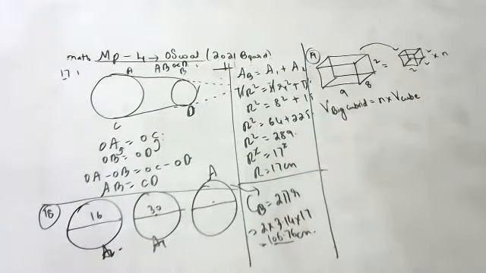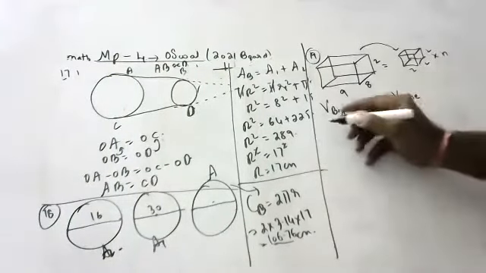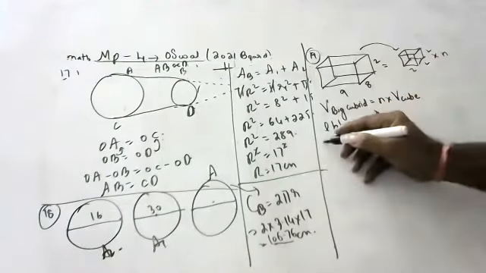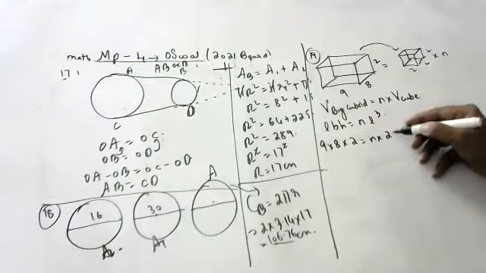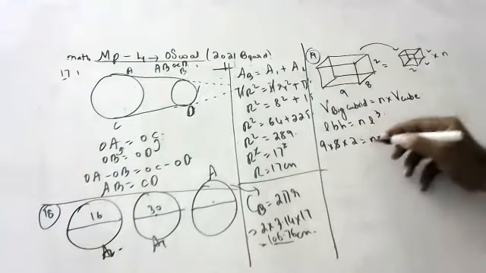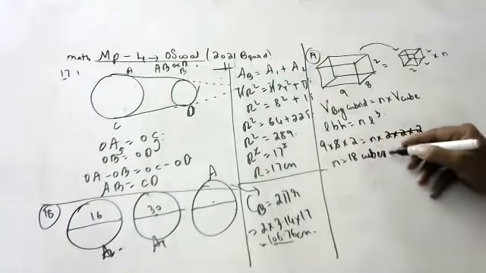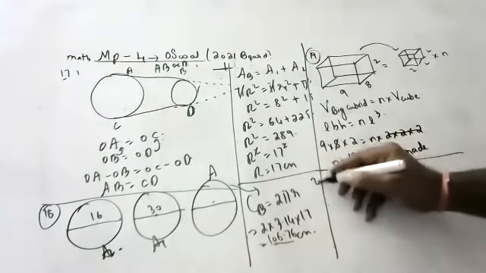Volume of big cube is equal to n into volume of small cube. LBH is equal to n into L cube. 9 into 8 into 2 is equal to n into 2 into 2 into 2. So how many cubes are made? N is 18 cubes. 18 cubes are made. Very, very good.